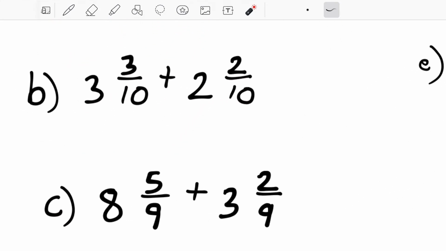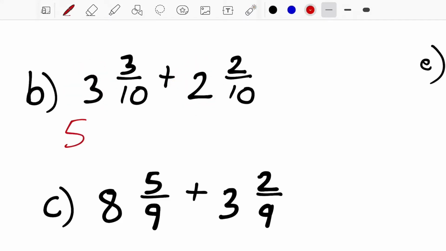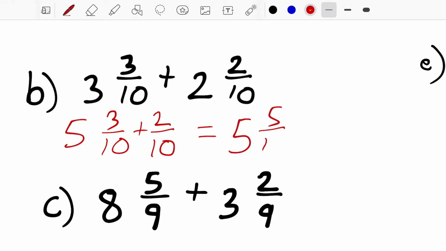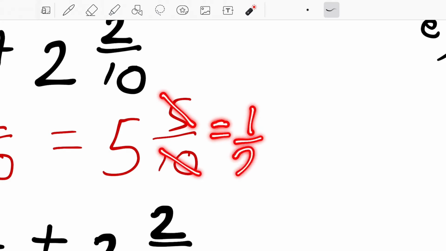B. 3 tenths plus 2 and 2 tenths. So we can add the whole numbers. 3 plus 2 is 5, and 3 tenths plus 2 tenths. So 3 plus 2 is 5 as well. So that will be equal to 5 and 5 over 10. Again, we can reduce this if we like. We can say 5 into 5 is equal to 1, and 5 into 10 is equal to 2. And that is what we normally do. We normally reduce.